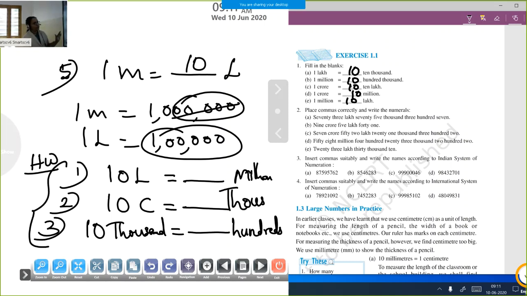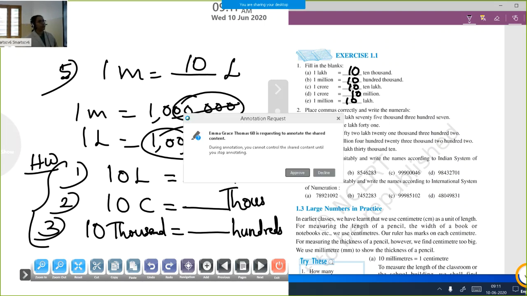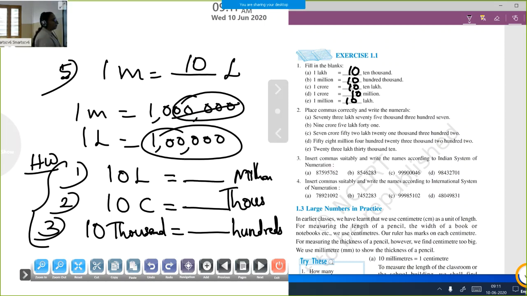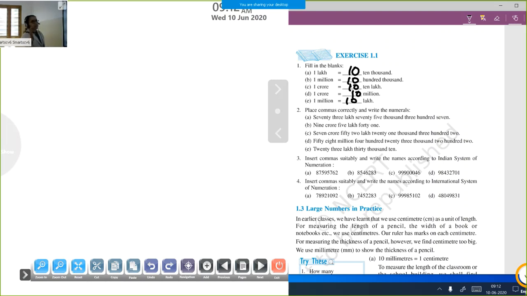Okay? Then after that, teacher is changing the page, children. Hope you have done this one. Next we are going to the second question, exercise 1.1. Second question, children. Place commas correctly and write the numerals. Numerals means what, children? Numbers. We are writing the number. Place commas correctly and write the numeral. What is the first question, children? See, teacher is reading. You have the textbook, right? Just take the textbook.